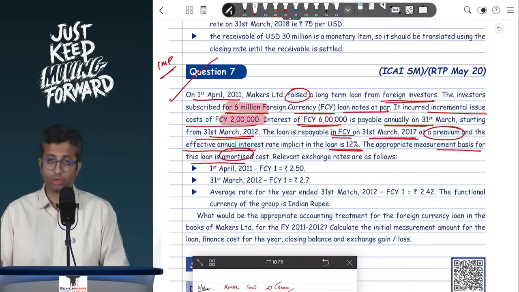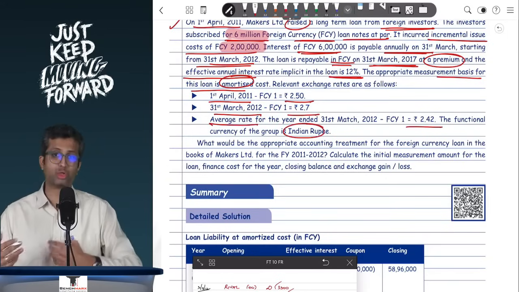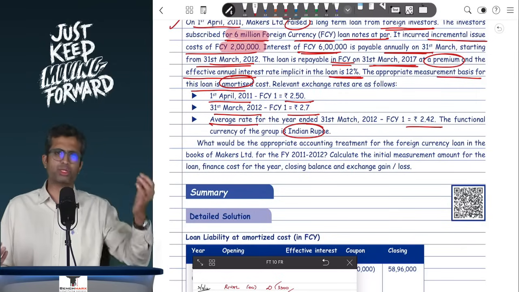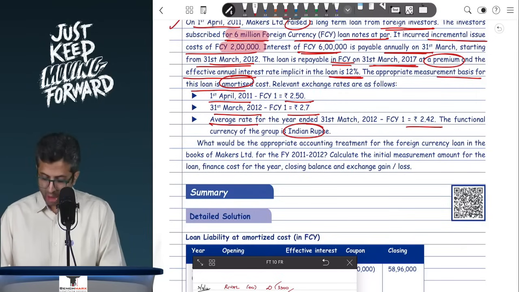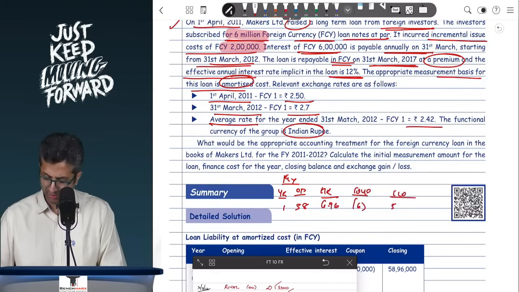They have given you this. Even if not given, this would have been amortized cost, and the relevant rates are 2.5 on 1st April 11, 2.7 on 31st March, and the average rate 2.42 is given. The functional currency is INR, and you need to calculate all the items: opening balance, closing balance, foreign exchange rate, etc. Now if I look at the amortized cost table in FCY, in year 1, your opening balance will be around 58. EIR on this at the rate of 12% will be around 58 into 12%, I think 6.96. Coupon would be minus 6, and hence your closing will come to probably 58.96.